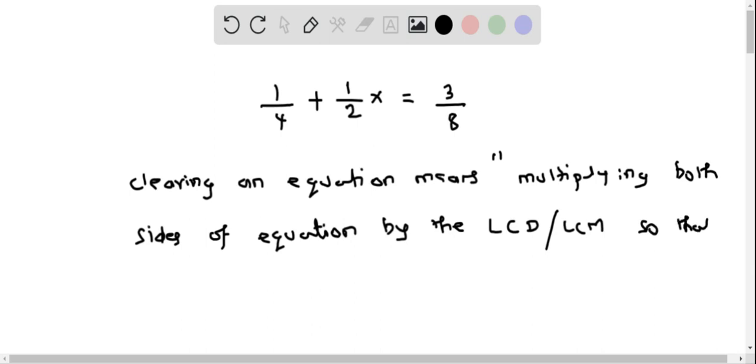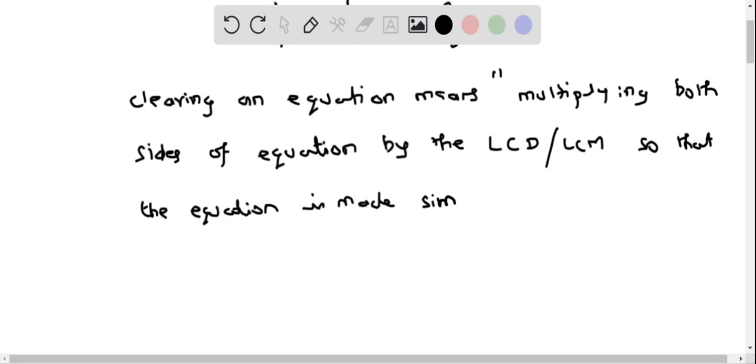that the equation is made simple without fractions. So we say that clearing an equation means multiplying both sides of an equation by the least common denominator or the least common multiple, so that the equation is made simple without fractions.